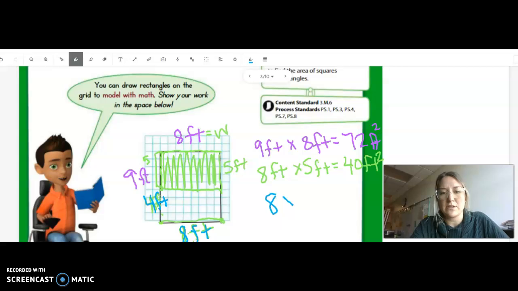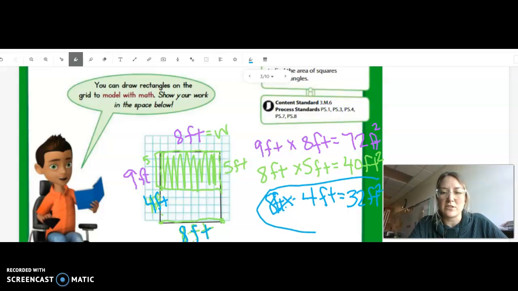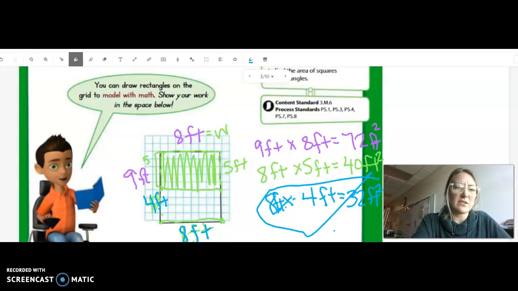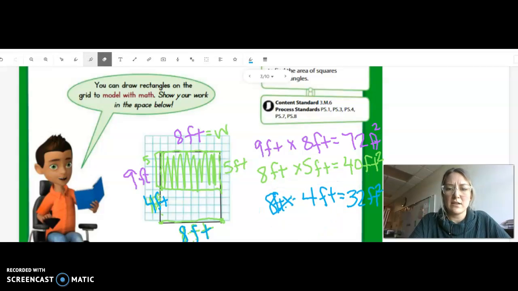8 times 4. Gotta draw my feet. I've been practicing my 8s and my 4s, so I know that 8 times 4 is 32 feet squared. And that is my answer. I can check that that is my answer. Sorry, my pen is not working correctly.